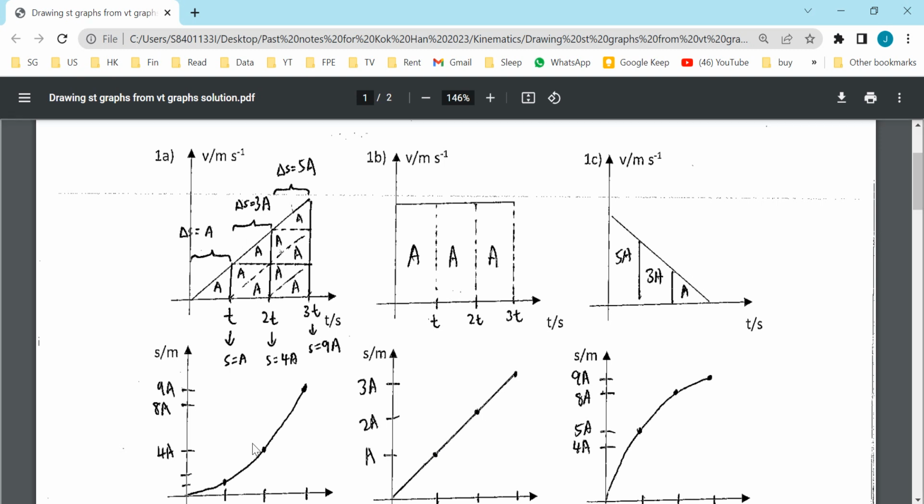Because I know that the gradient here is actually the value of the y-axis in this graph, right? So you see that the value of V keeps increasing. And the value of V here, which keeps increasing, is the gradient of the displacement time graph. So out of these three, which one has the gradient keep on increasing?